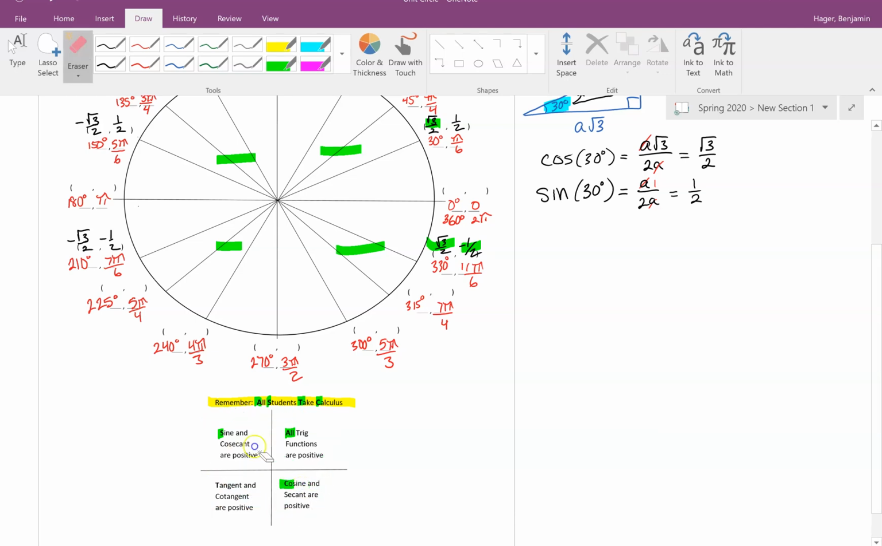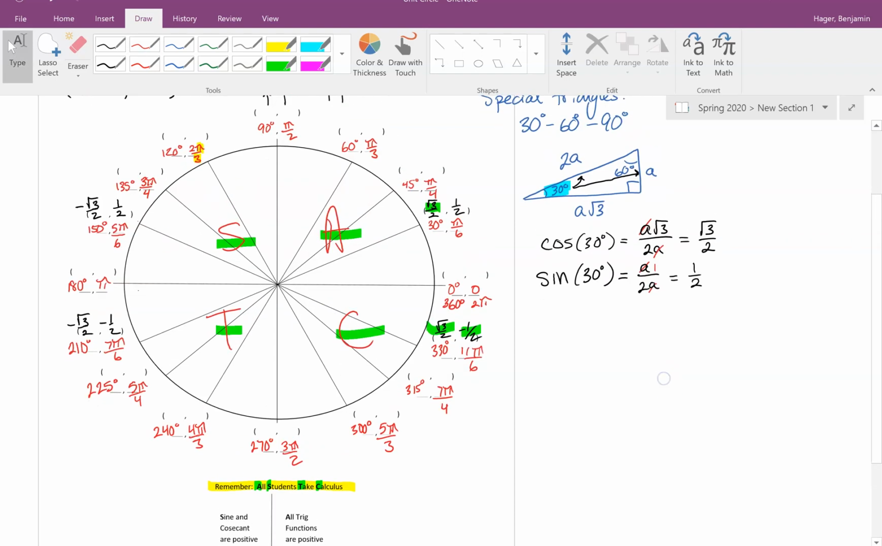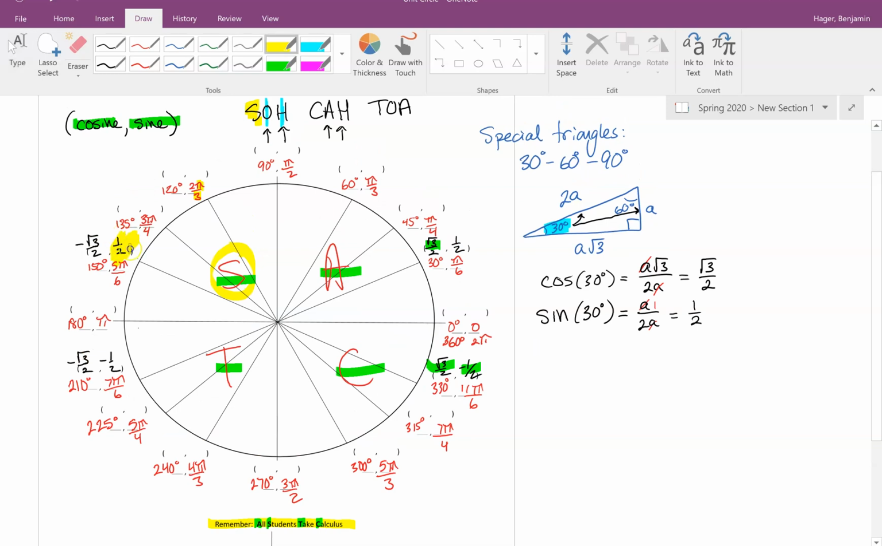And I could see that in the work I did up here. Come back up here. Let's remember all students take calculus. In quadrant 1, cosine and sine were positive. In quadrant 2, look, it says sine should be positive. That means everyone else is negative. Well, yep, the sine was positive. Remember, sine is the y value here. And everybody else, the cosine was negative.